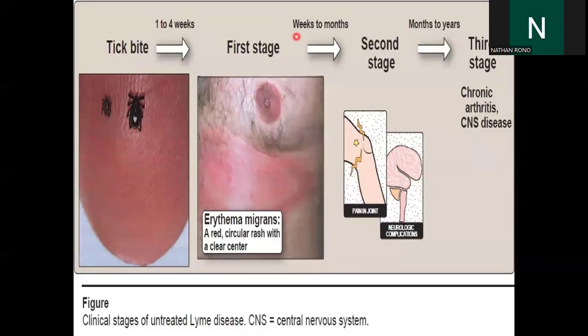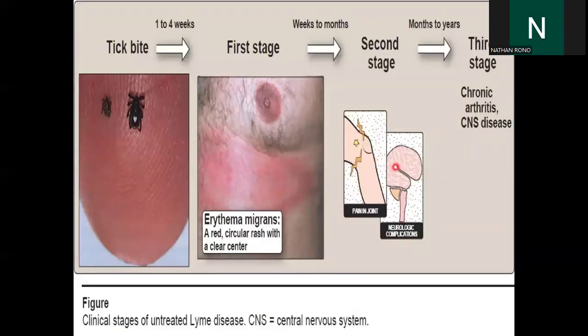Now, from weeks to months, let's say you ignore it, it now goes to stage 2. Stage 2 is also systemic. What is happening here? There is dissemination of the bacteria. There'll be joint involvement. So you're going to have arthritis and myalgia. Myalgia means muscle pain. Arthritis is inflammation of the joints.